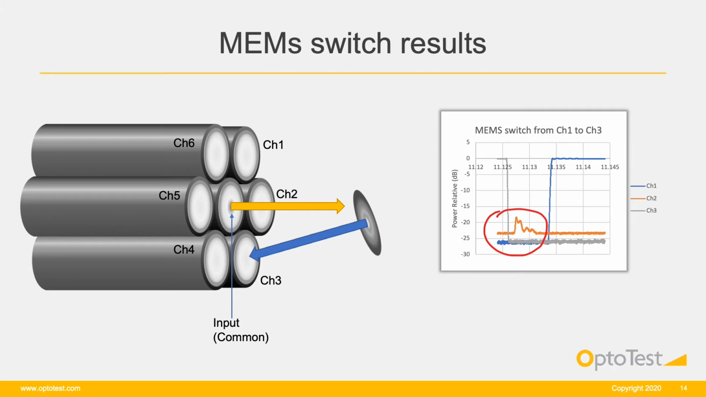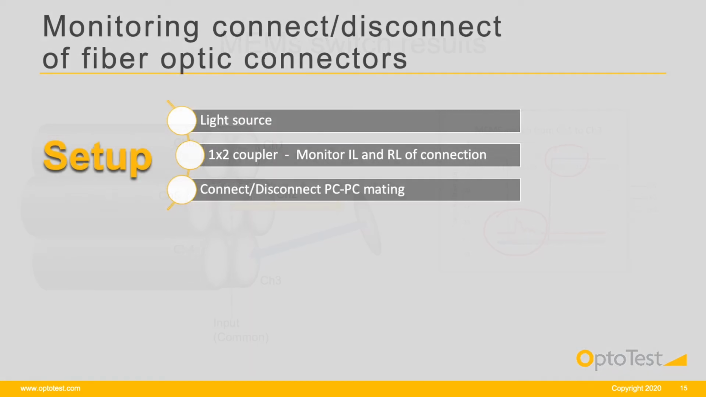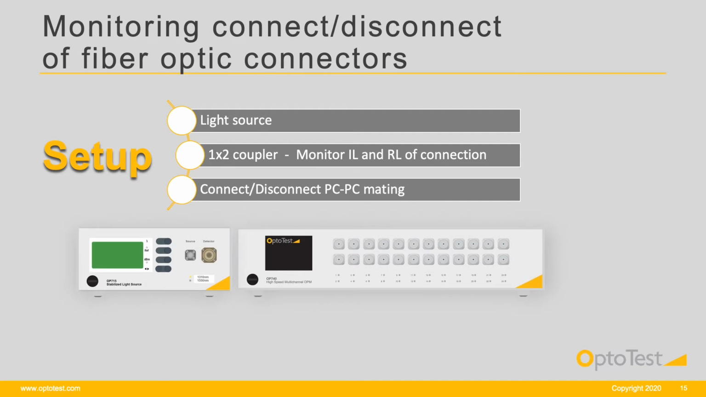The OP740 captures the fine details of this power blip as well as the transition between the active channel and the destination channel. Even the damped transition to the destination channel is captured by the OP740. The result of this MEMS structure is a much more uniform response time when navigating across channels. Next, we will look at how the OP740 can help to analyze the mating properties of fiber optic connectors for insertion loss and return loss.